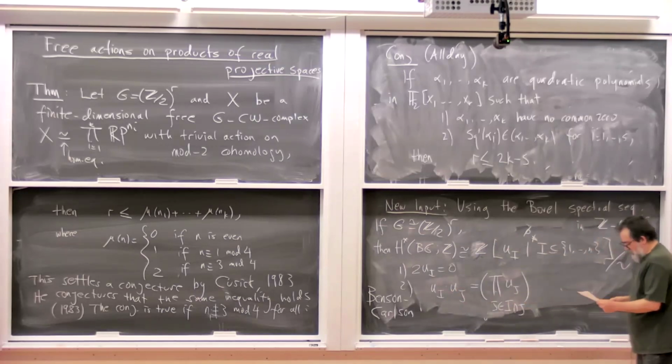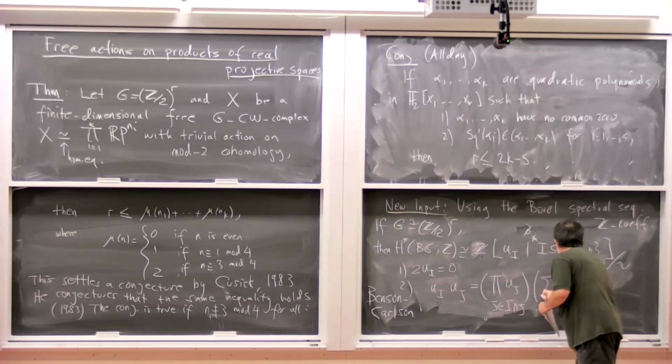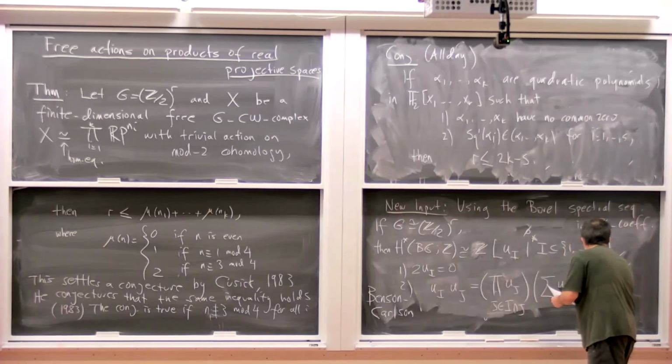So you take all the J's in the intersection. Now you have two sums. Now you have the symmetric difference. Add the J.